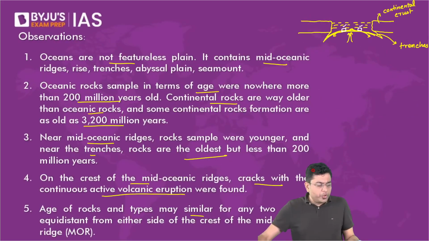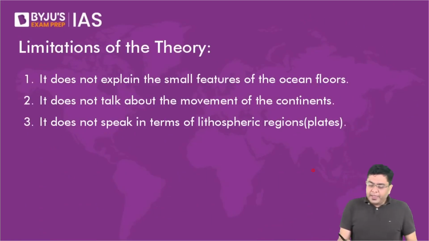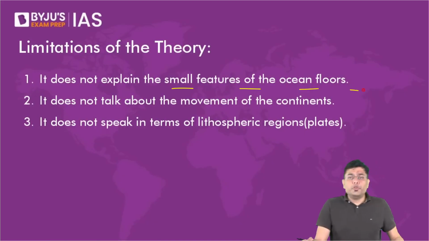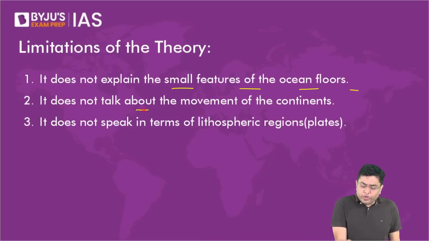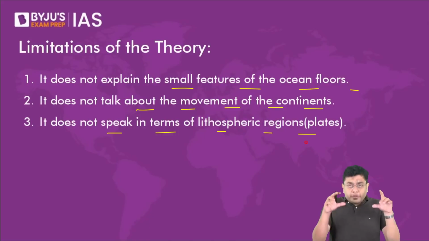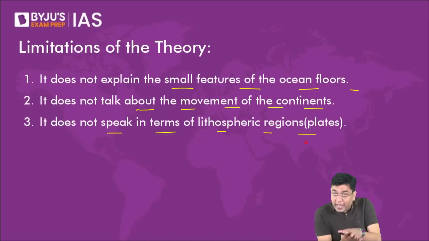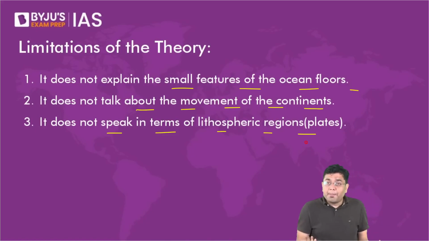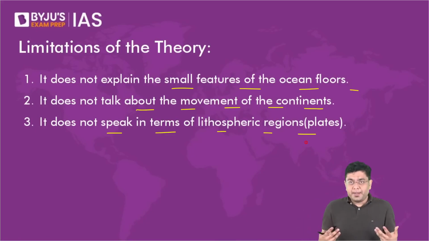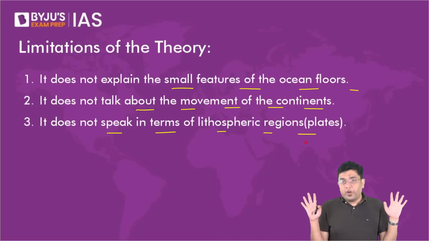Okay, so I'll show you the limitations. It does not explain the small features on the ocean floors, underwater mountains and ridges, etc. It does not talk about the movement of the continents. It does not speak in terms of the lithosphere, that whether only the crust is impacted or the upper portion of the mantle is also impacted. What is impacted? He does not talk about that at all.